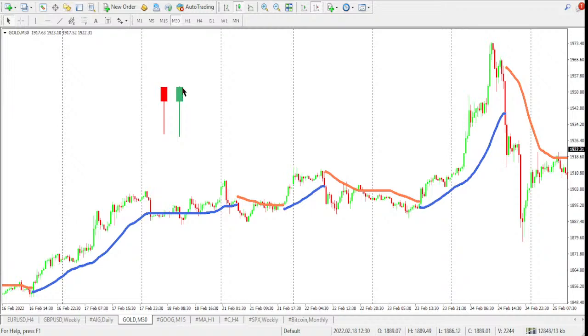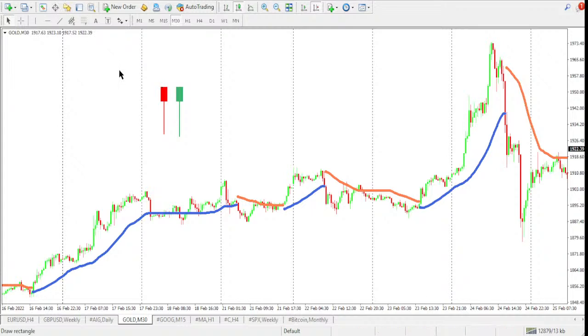If you measure the distance from this point to this point, and you measure the distance between this point and this point, the distance for the tail is 3 times the distance of the body. It may sometimes have a tail at the top, a very small tail, but normally a good one should not have any tail at the top. So this is a bullish pin bar.